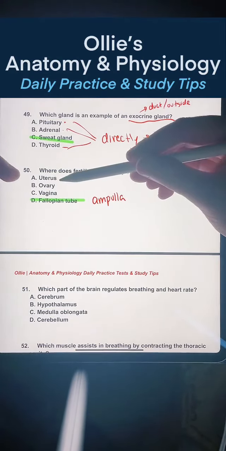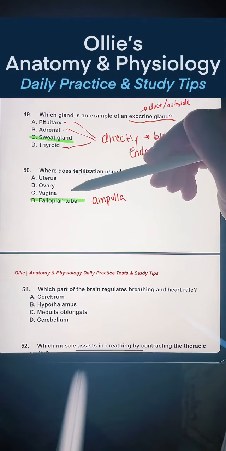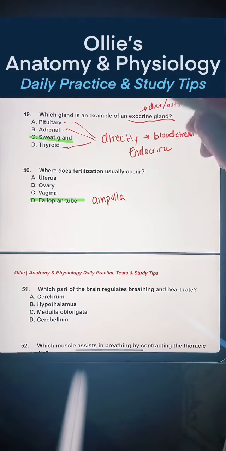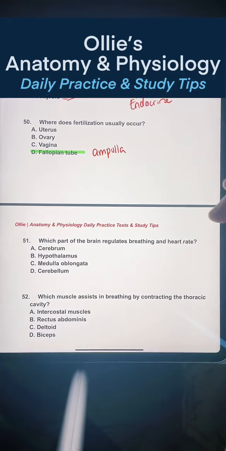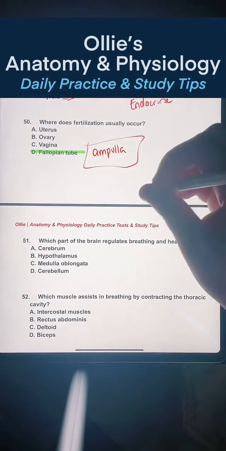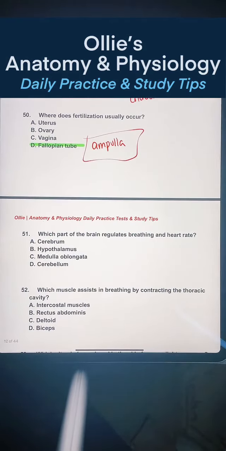The uterus is the implantation site, not fertilization. The ovary releases the egg, and the vagina is where the sperm is deposited, if you will. But again, fertilization occurring in the fallopian tube at the ampulla. Let's move on to number 51, and then we'll chat real quick. 51, which part of the brain regulates breathing and heart rate?